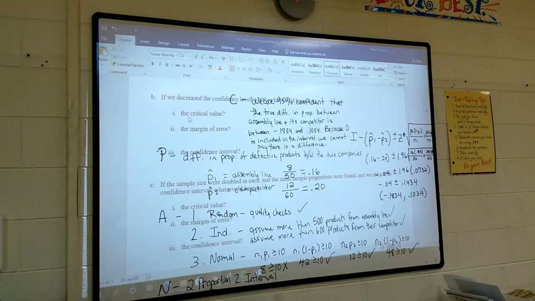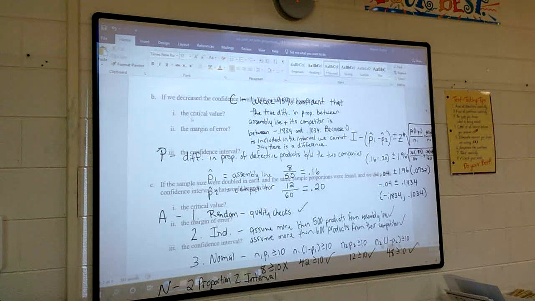which is what? What'd you get, Giselle? 0.1204. Okay, so 0.1204. So smaller than what it was before. So if you lower your confidence level, your margin of error goes down. Okay, but you're also not as confident.